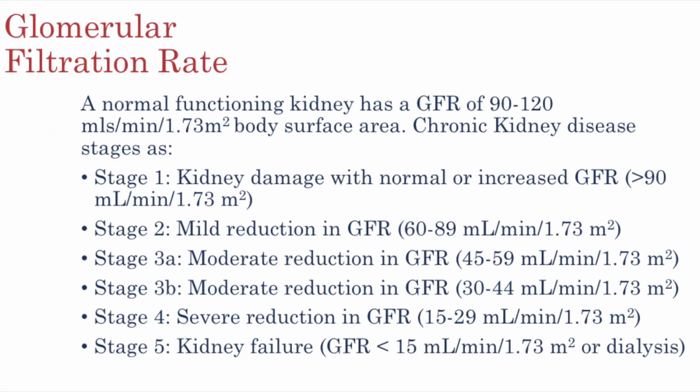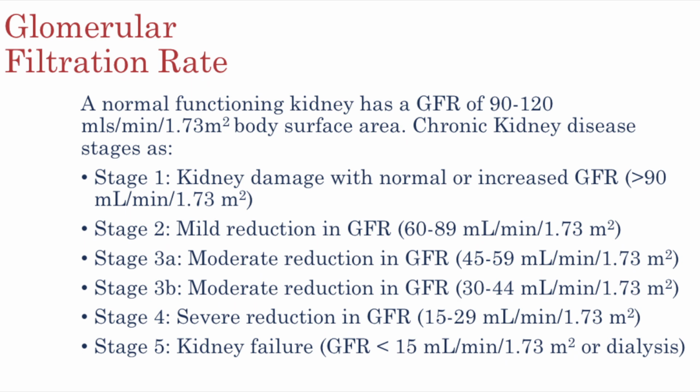Glomerular filtration rate. As chronic kidney failure progresses, you will see a decrease in glomerular filtration rate, or GFR, which is the rate at which ultrafiltrate is formed by the glomerulus, and therefore is a direct measure of renal function. A normal functioning kidney has a GFR of 90 to 120 mL a minute per 1.73 square meters of body surface area. The chronic kidney disease stages are as follows.